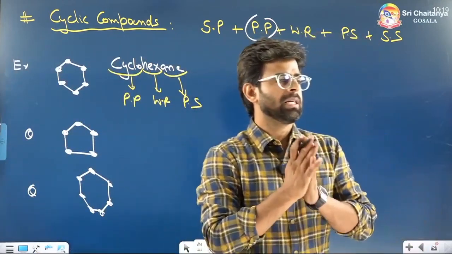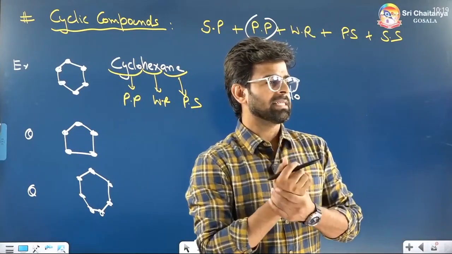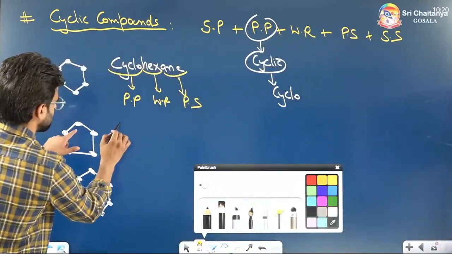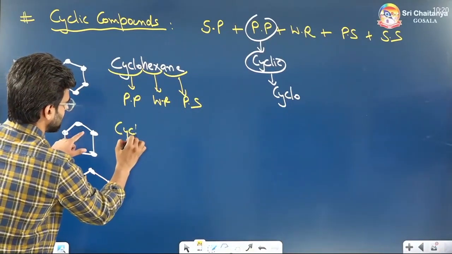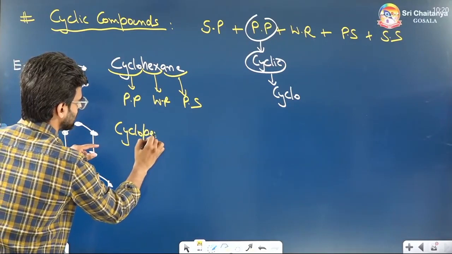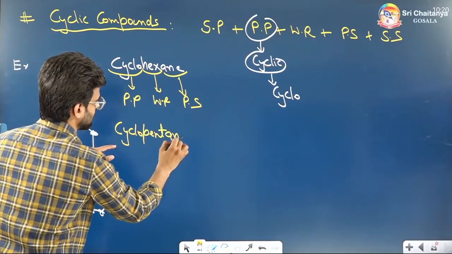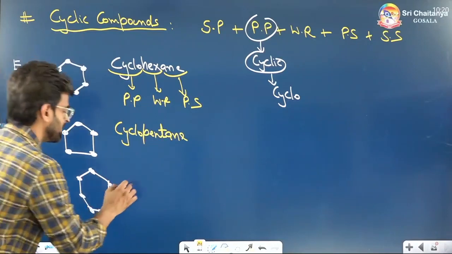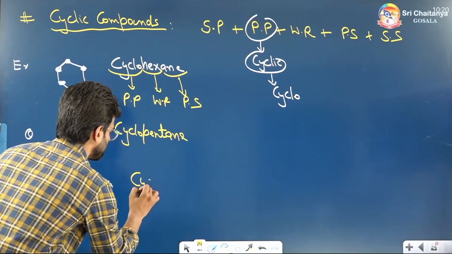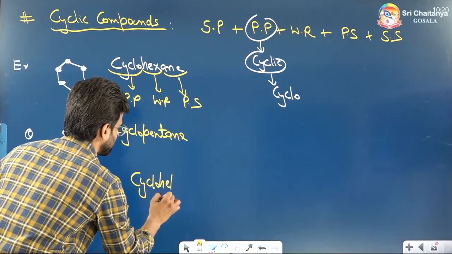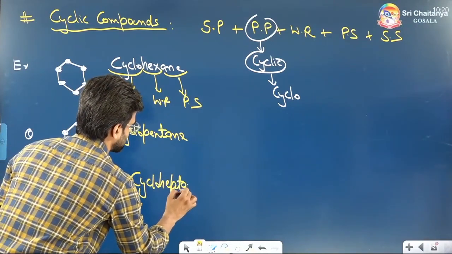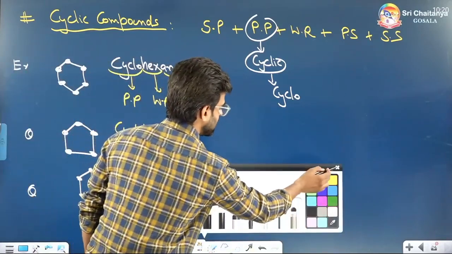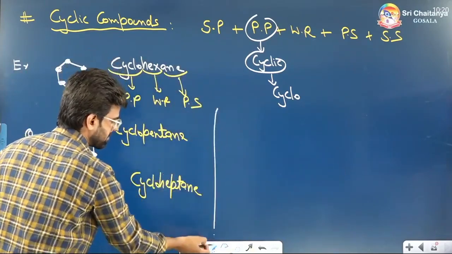Very good. Cyclopentane. Very right. This is cyclopentane. 5 carbons in the chain. I will use the word cyclo to show it is a cyclic compound, and pentane. Cyclopentane. This one, beta. Cycloheptane. Very good. It is cycloheptane. Very right. Clear?